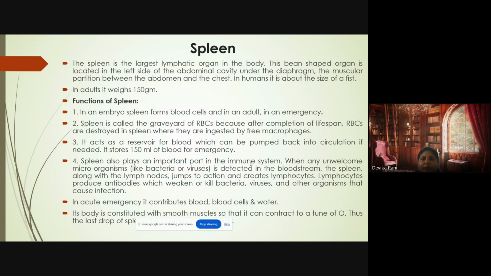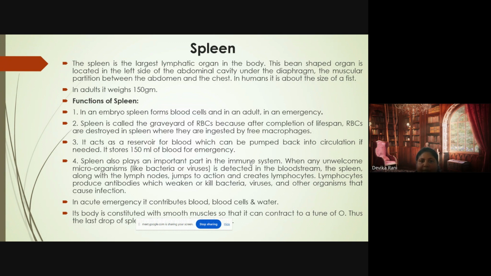The spleen is called the graveyard of RBCs because after completion of their lifespan, RBCs are destroyed in the spleen, where they are ingested by macrophages. It also acts as a reservoir for blood, which can be pumped back into circulation if needed. So it stores 150 ml of blood for emergency. So you see, almost a cup of blood can come out from the spleen in cases of emergency.